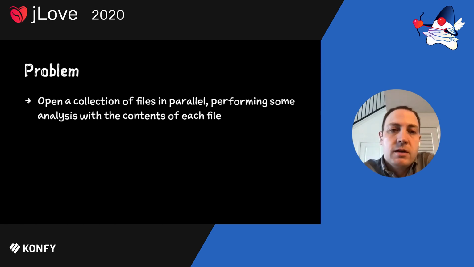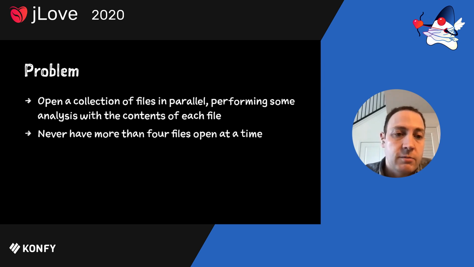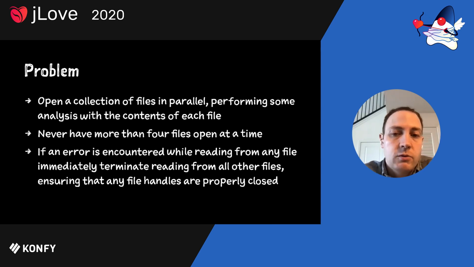Our first problem is we're asked to open a collection of files in parallel, and then perform some analysis with the contents of each of those files, and aggregate them all together. But we've got some constraints here. We're never supposed to have more than 4 of these files open at the same time. And as we read these files, we're going to be parsing them, and we might run into some kind of error. And if we do, we want to abort this whole thing immediately. We want to stop reading any more files. We want to interrupt reading the files that we're already reading. And we want to make sure that no matter what, we close all of these file handles.